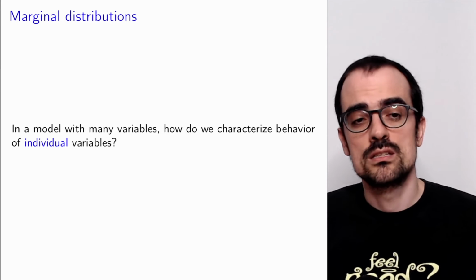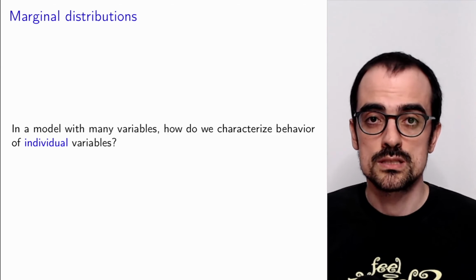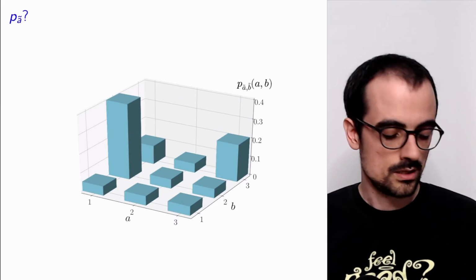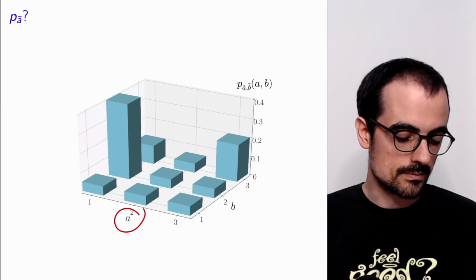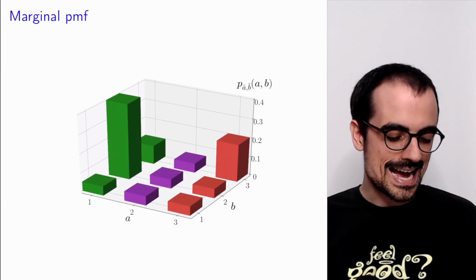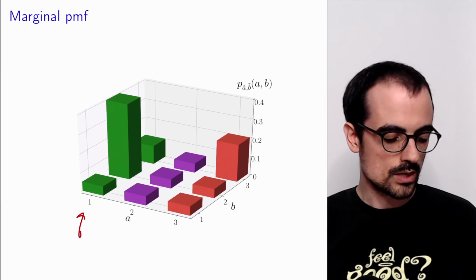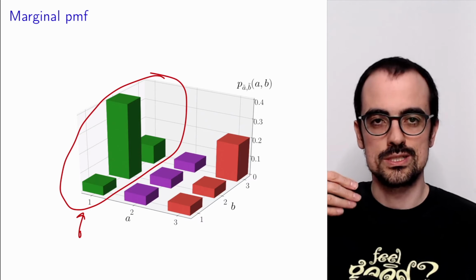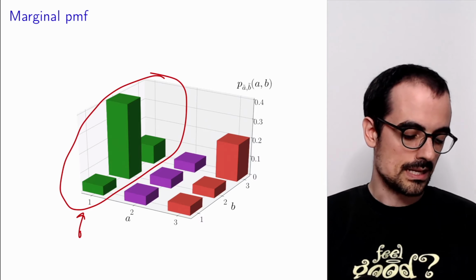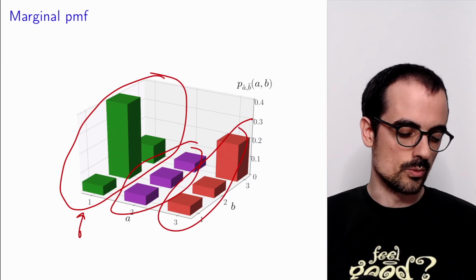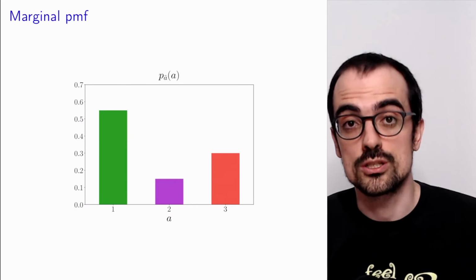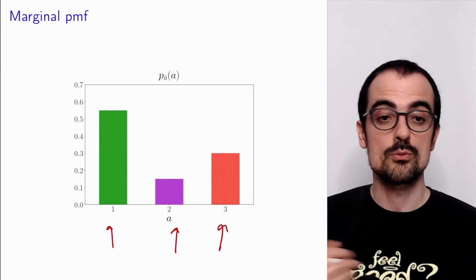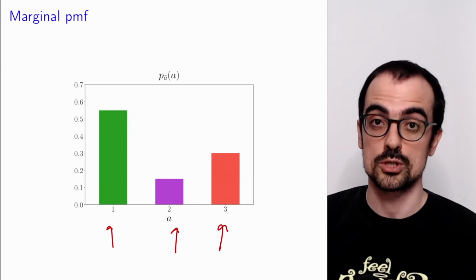Often we want to isolate the behavior of individual variables. How do we do that? Well, here, if we're interested in only knowing what happens for A and we don't care about what happens for B, what we can do is we can aggregate. So for example, for the probability that A is equal to 1, we aggregate all the possible values of A equals 1, which means summing over B. Same thing for A equals 2, same thing for A equals 3. So we collapse that into what is called the marginal PMF that just gives us the probability that A is equal to 1, A is equal to 2, or A is equal to 3, and we achieve this by summing over all the possible values of B.